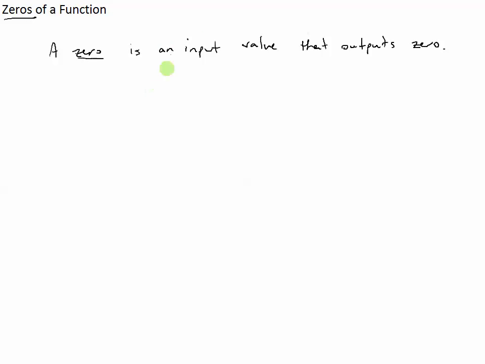Typically, in a function, the input is x and the output is y, but it doesn't have to be. So we'll see an example of that. But generally what it means is y is 0, the output is 0, what is x? Okay, so that's what we've got. Let's look at this in a couple different ways now.